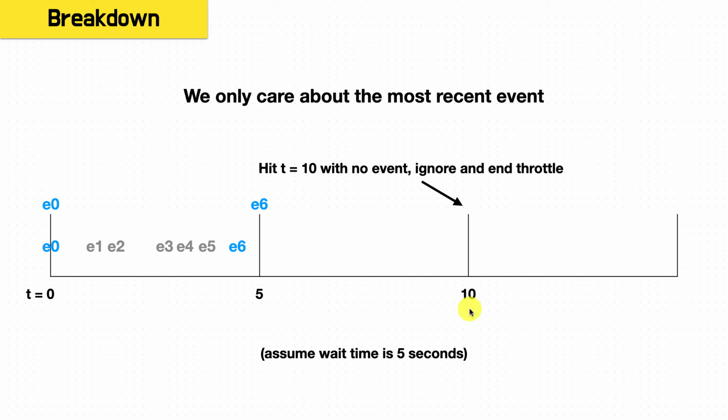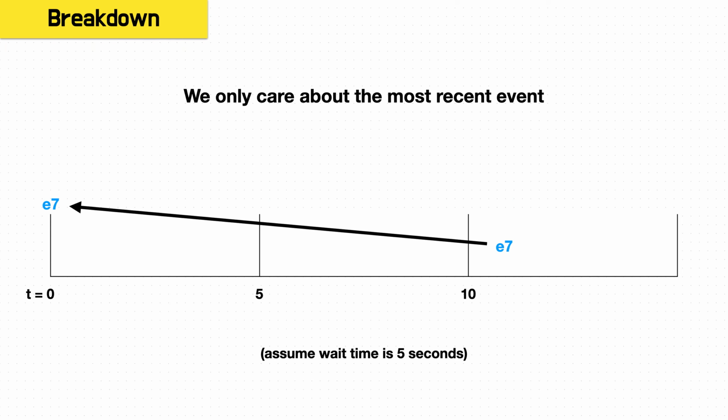However, there's no events in this 5-second window, so it expires without executing anything and does not start a new throttle. But then we have a 7th event that comes in after this expiration. So it's like we're starting over again. This event is executed immediately. Since it feels like a new event since the throttle timer ended, it's basically like we're starting at a new time equals 0.